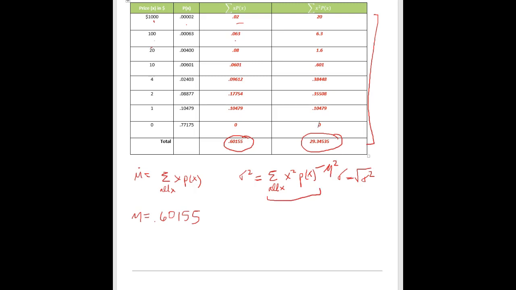Okay, so this 20 right here is just 1,000 squared times the probability of x. Boom, 20. Okay, 100 squared, so 10,000 times the probability of x equals this. 20 squared times the probability of x equals 1.6. So we add all these up to get this 29.353 number.